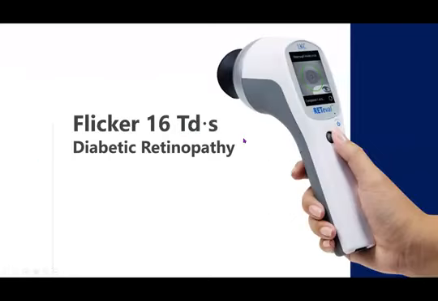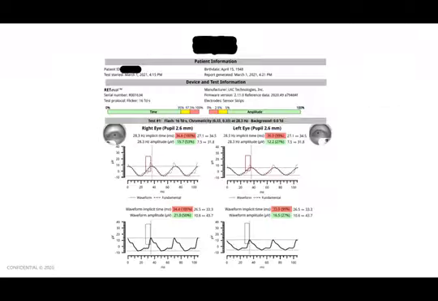The first report we're going to review is the Flicker 16 Troland test, which is generally used for patients who either have diabetic retinopathy or are suspected of having diabetic retinopathy. As you see the report, the first piece of information at the top here that is blacked out is the practice information and address. The second piece of information also blacked out is the patient ID.